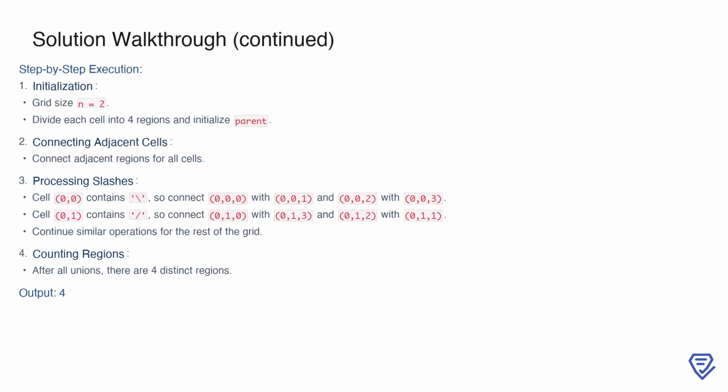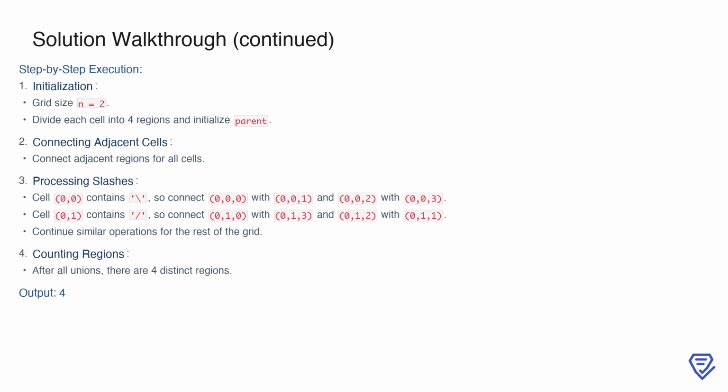Finally, we examine a more complex grid with mixed slashes. The input grid is 2 times 2, and as usual, we divide each cell into 4 triangular regions and initialize the union find structure. We then proceed to connect adjacent cells along their shared boundaries. Next, we account for the slashes within the grid.